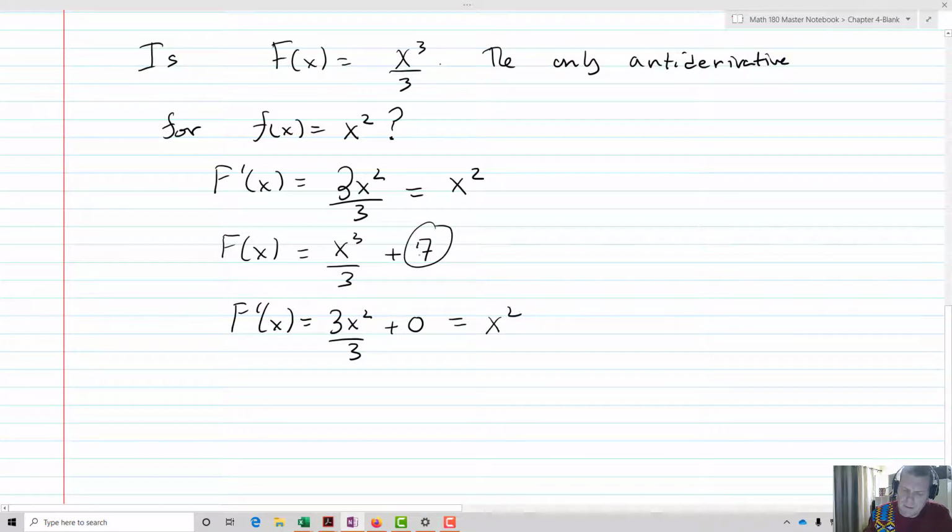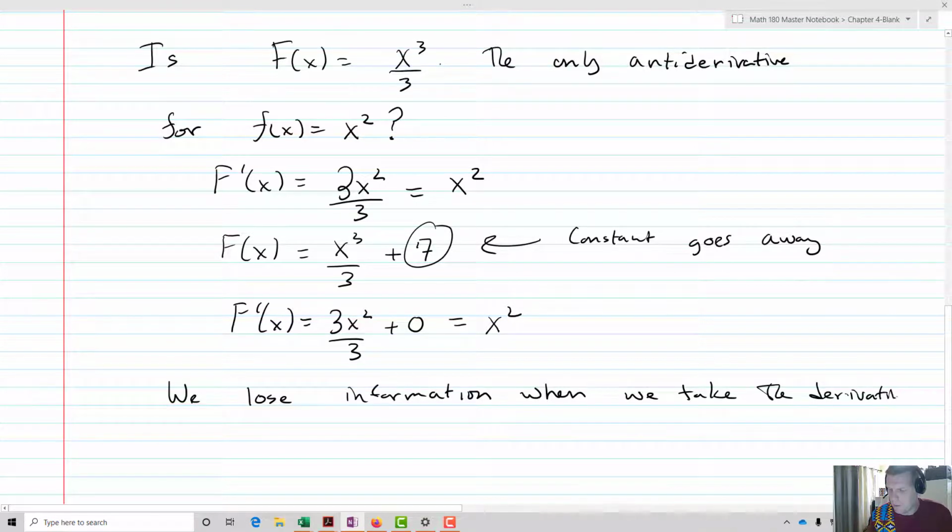So again, that constant goes away. And if you think about this, this is always what's going to happen. With any derivative, all of its constants go away, they become zeros. And so consequently, we lose information when we take the derivative. What that means for us is that when we take the antiderivative, we're going to have to account for the fact that we lost that information. So when we talk about a generalized antiderivative, we're going to have to add on that constant.